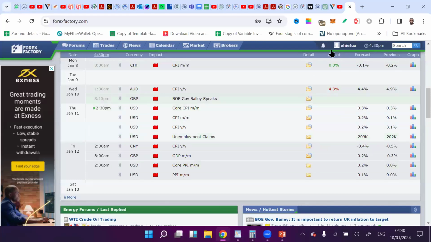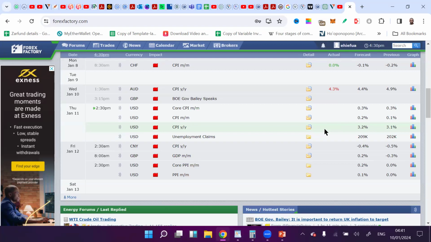Now, actual is the data itself when it's then released. By 2:30 p.m. tomorrow, Thursday, January 11th, this data for CPI will be released. This is GMT+1, Nigerian time, right? So that data will be released. Then traders will be able to take that number, compare it with the forecast, and compare it with the previous.